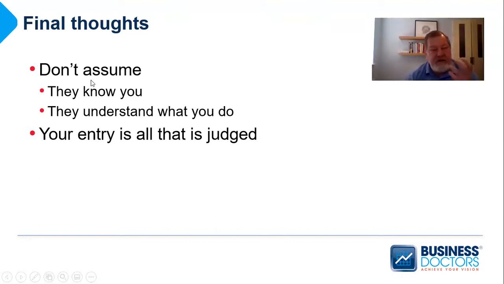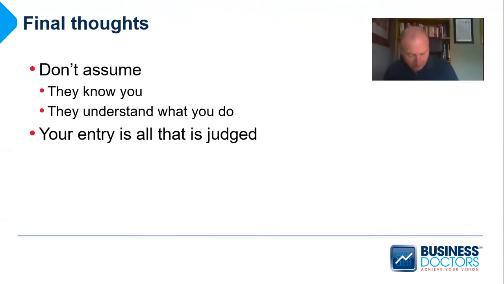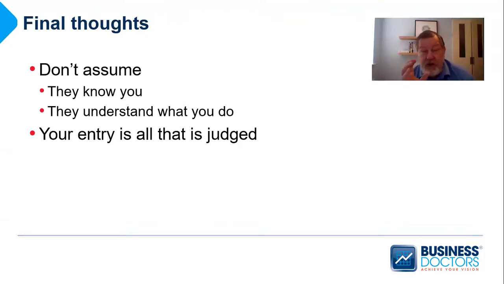And finally, don't assume that they know who you are. However famous you think you are in Newark, don't assume the judge knows who you are. Don't think they understand what your business is about, because you know it really well. When we know what we do, it's really easy to think that it must be straightforward for other people, but sometimes it's actually really difficult for other people to understand your business. So make sure you're getting across what it is you do and why it's important and how you're different. And ultimately, what you write down on that form is all you're judged by.